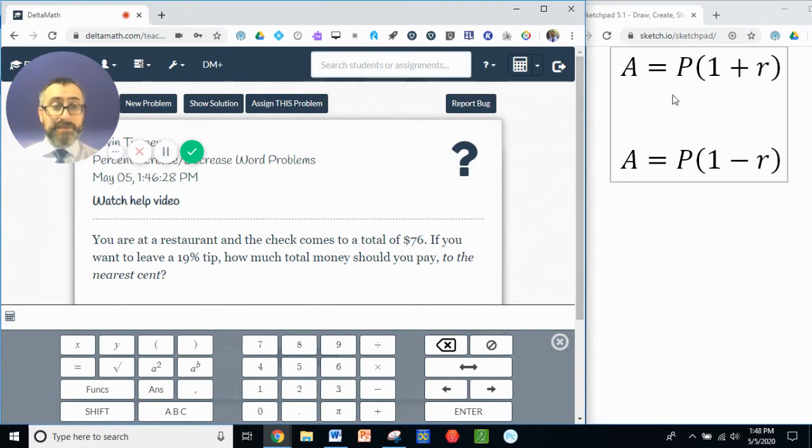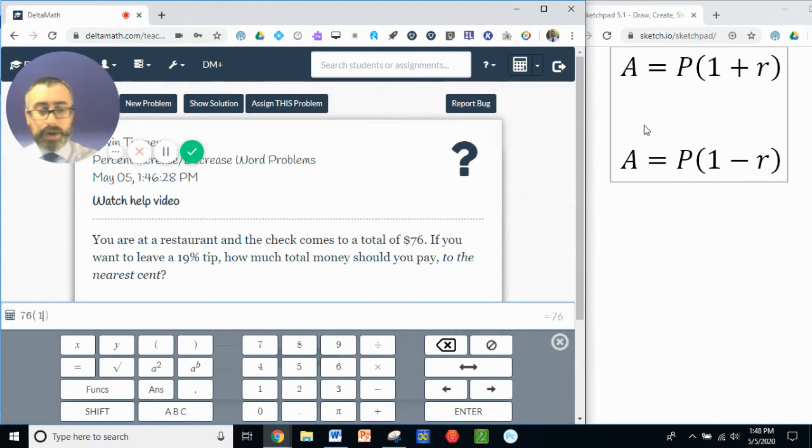I started off with a bill of $76. So let me type that first, 76. Then we're going to figure out the 1 plus R. So parentheses, 1 plus R, the rate. That's the percent, 19%, which I can just write as 0.19. Close that up, and I get 90.44.